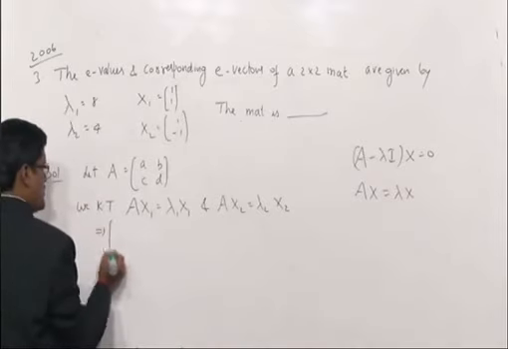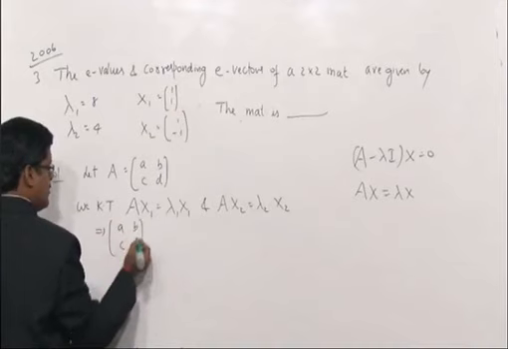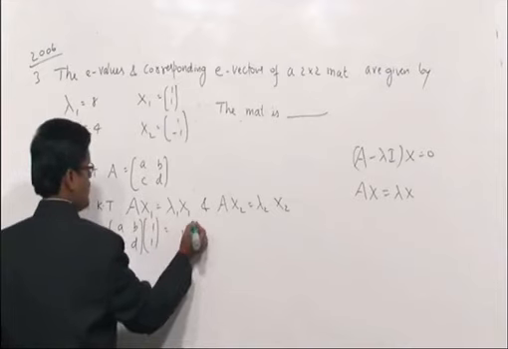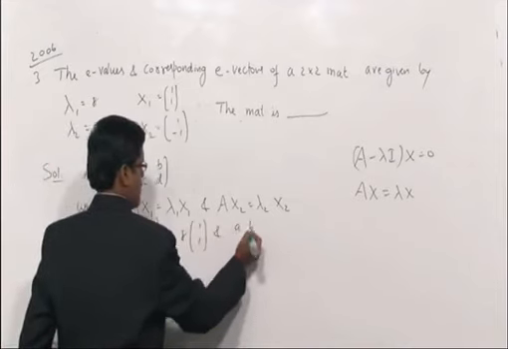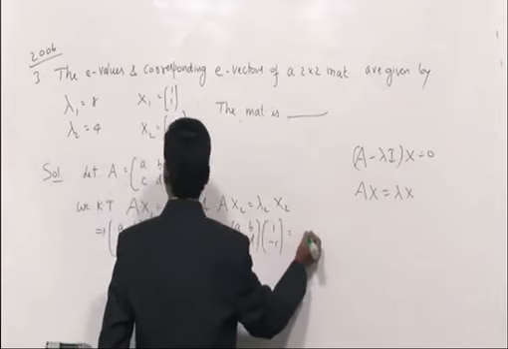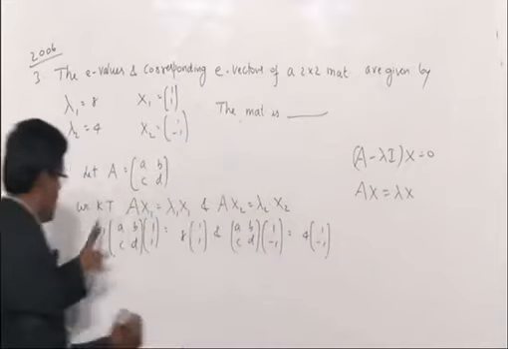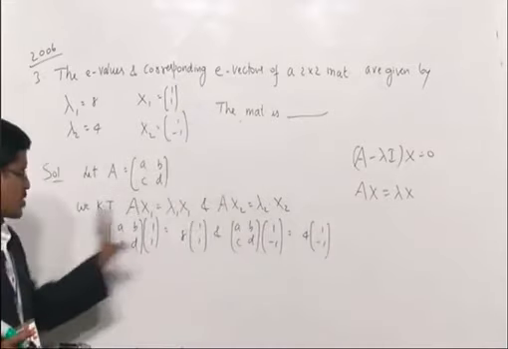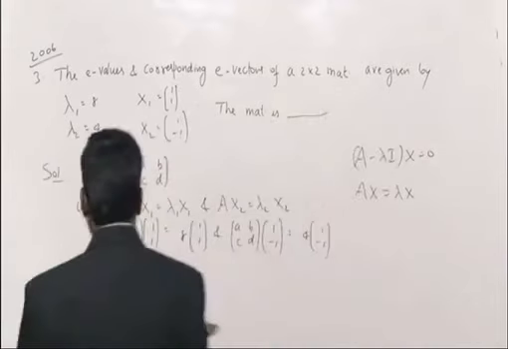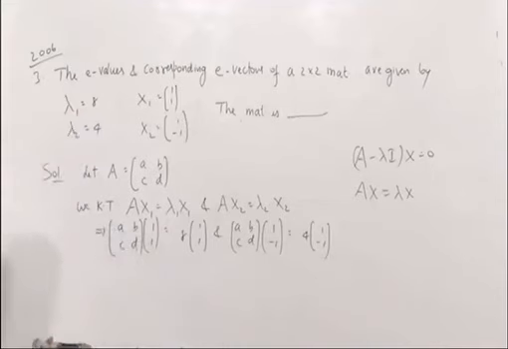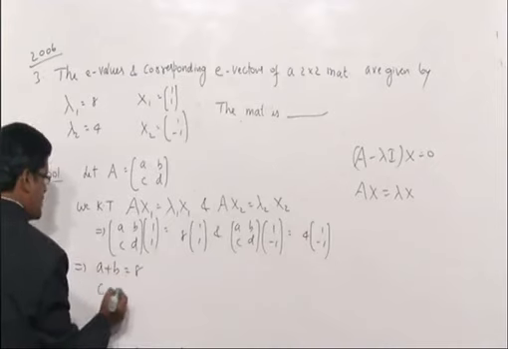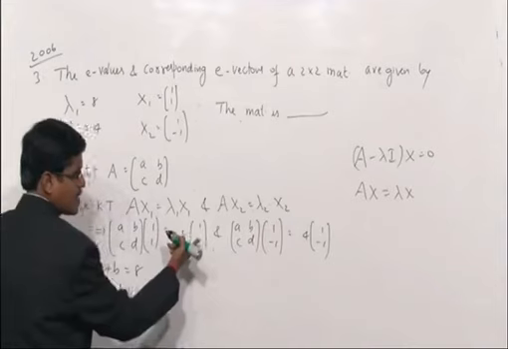Now, this is a, b, c, d into x1, that is (1, 1). This is lambda 1, what is lambda 1? 8 into (1, 1). And this is a, b, c, d into x2, (1, minus 1), is equal to 4 into (1, minus 1). Now, after multiplying, equate the corresponding elements, because LHS equals RHS: two matrices are equal means corresponding elements are equal. Both LHS and RHS are in the form of column matrices only. So this simplifies to a plus b is equal to 8, c plus d is equal to 8, after multiplying and then equating correspondingly with the right side.